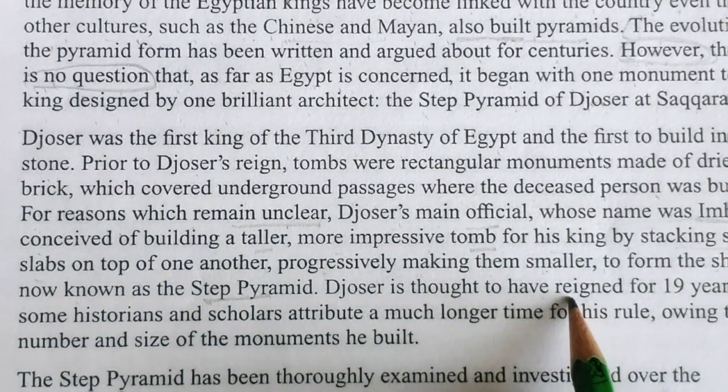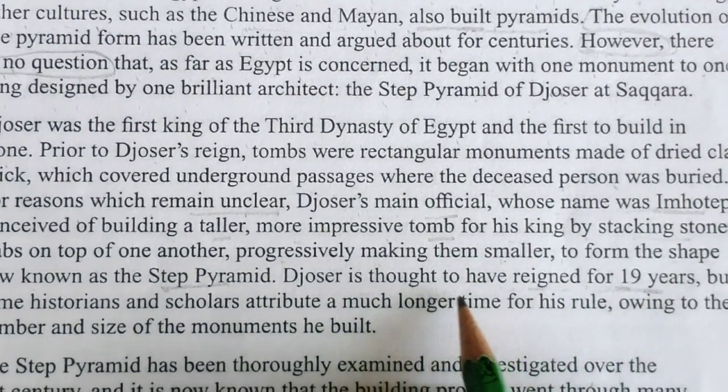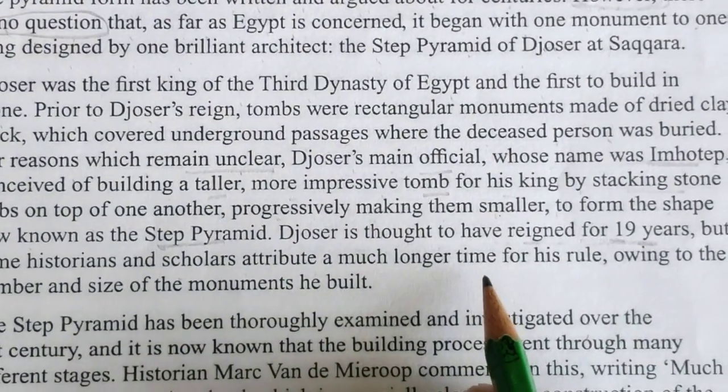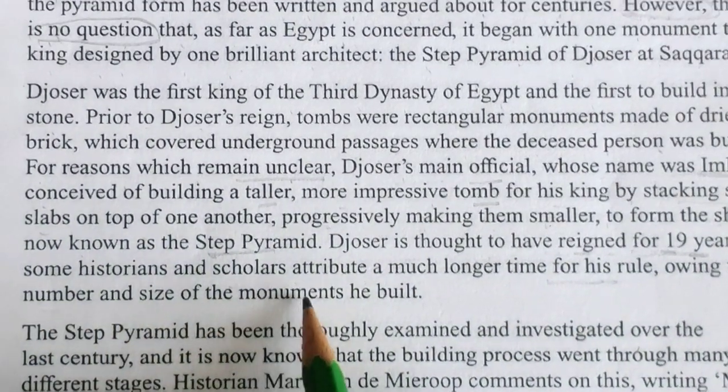Djoser is thought to have reigned for 19 years, but some historians and scholars attribute a much longer time for his rule owing to the number and size of the monuments.